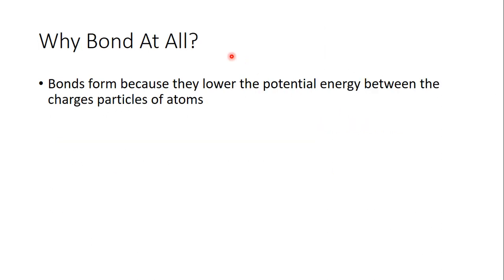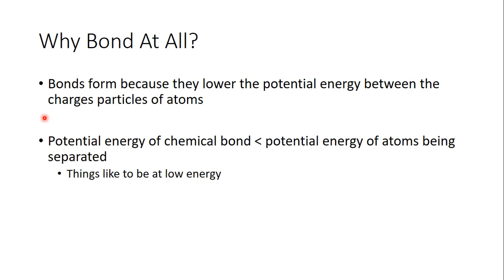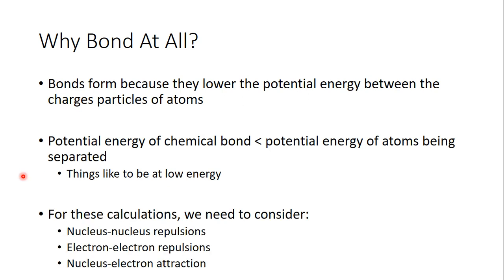So why do we form bonds at all? The only reason that molecules form bonds is because it lowers their potential energy. That is, they are in a more stable state. The potential energy of your chemical bond is lower than the potential energy of your atoms being separated, and things generally want to be at low energy.